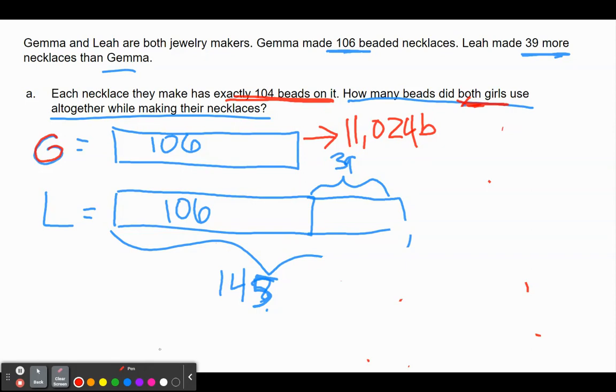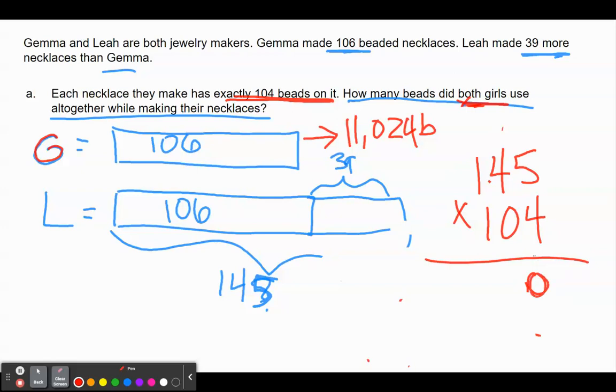Okay, so we know that Leah had made 145 necklaces, and each of those necklaces require 104 beads. So I'm going to multiply 145 times 104. I'm going to use the standard algorithm again to solve. So I have 5 times 4, which is 20. I'm going to carry those two tens. Then I have 4 times 4, which is 16, plus 2, which is 18. I'm going to go ahead and carry that 1. 1 times 4 is 4, plus 1 is 5.